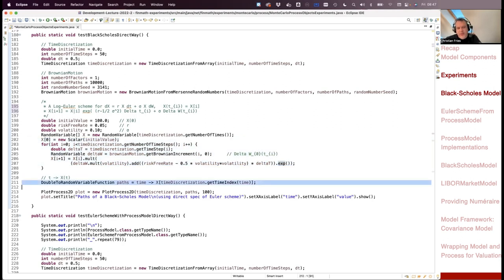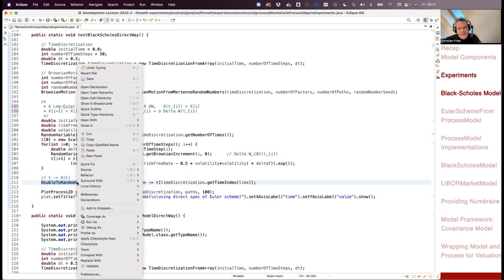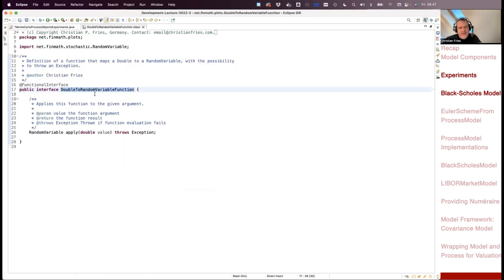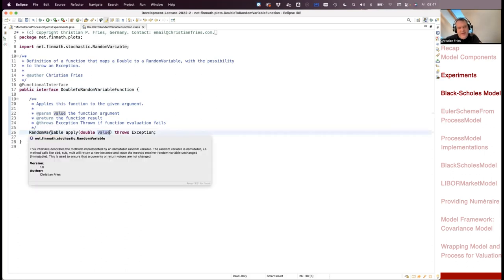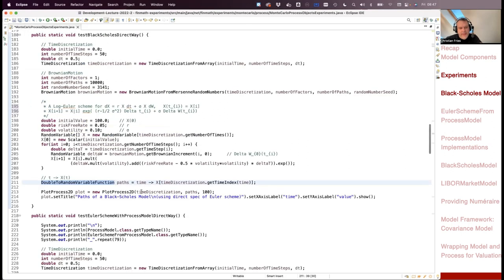And then I plot this process. So I have some convenient helper here. The first thing is I create a function that maps time to a random variable. So a double to random variable function. If you look into this here, this is just a function that takes as argument a floating point value, a double, that is a time, and returns a random variable. So time maps to X, and then I get from my time discretization the corresponding time index.